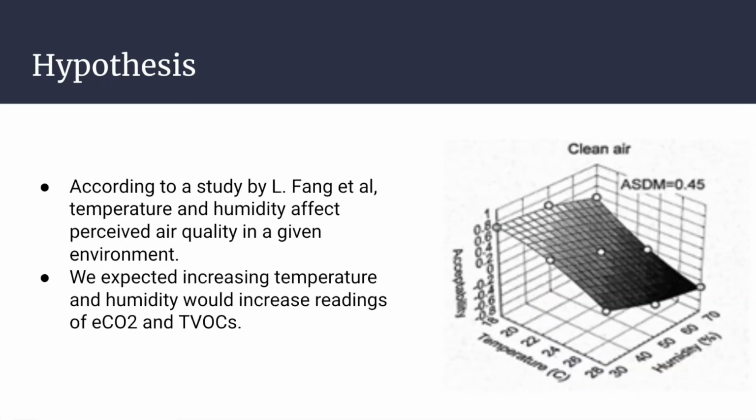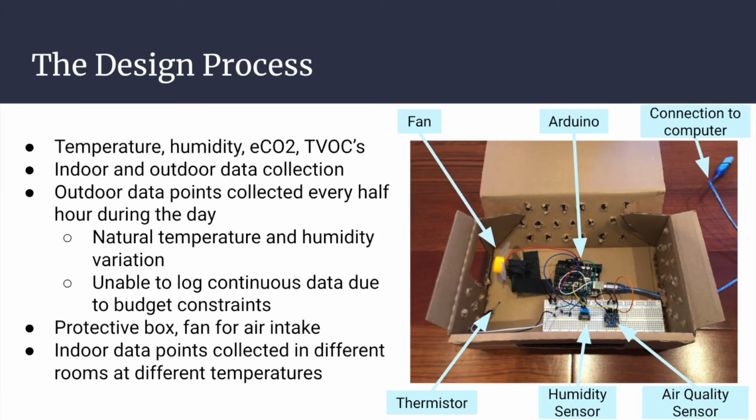According to an outside study, temperature and humidity affect perceived air quality in a given environment. We wanted to test whether these perceptions matched up to reality. We expected increasing temperature and humidity would increase readings of ECO2 and TVOCs. We measured temperature, humidity, and air quality using a thermistor, a humidity and temperature sensor, and an air quality sensor that measured CO2 and total volatile organic compound concentrations.